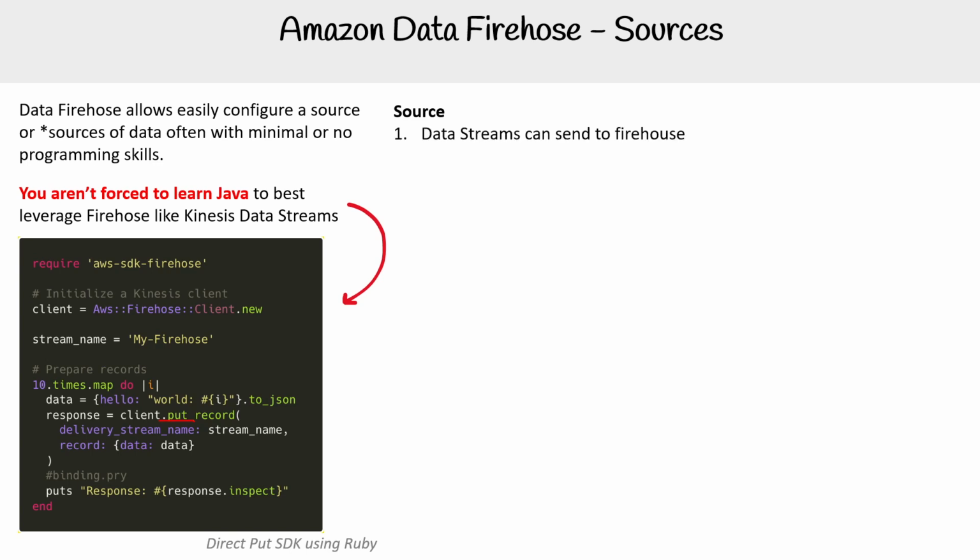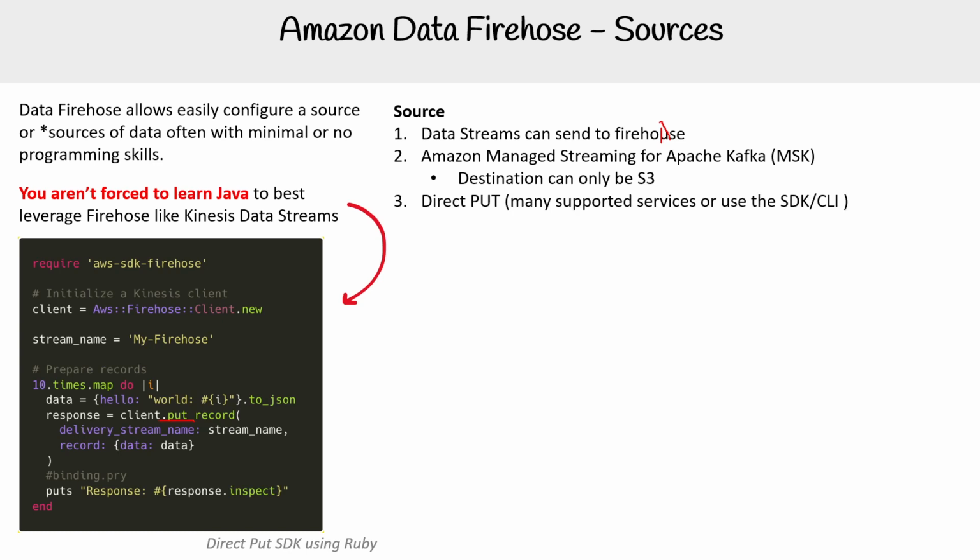So for sources, we have data streams that can send to Firehose. I wrote Firehose there, but I can't tell you how many times I wrote Firehose. Sorry. Kinesis data streams can send to Firehose. Amazon Managed Streaming for Kafka, so MSK, can send there. But if you do choose MSK, the only destination is going to be S3. If you don't know what Kafka is, it's basically an open source alternative to Kinesis data streams.